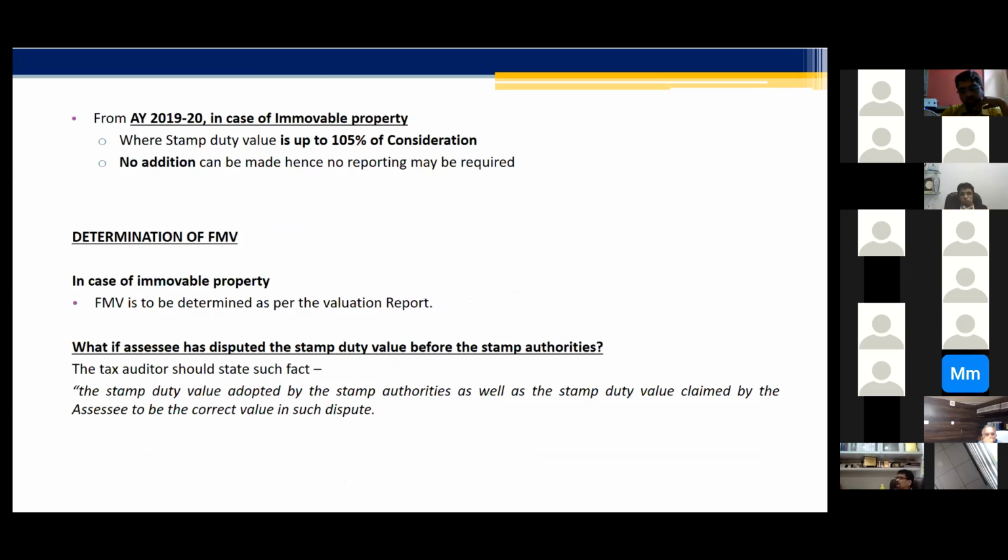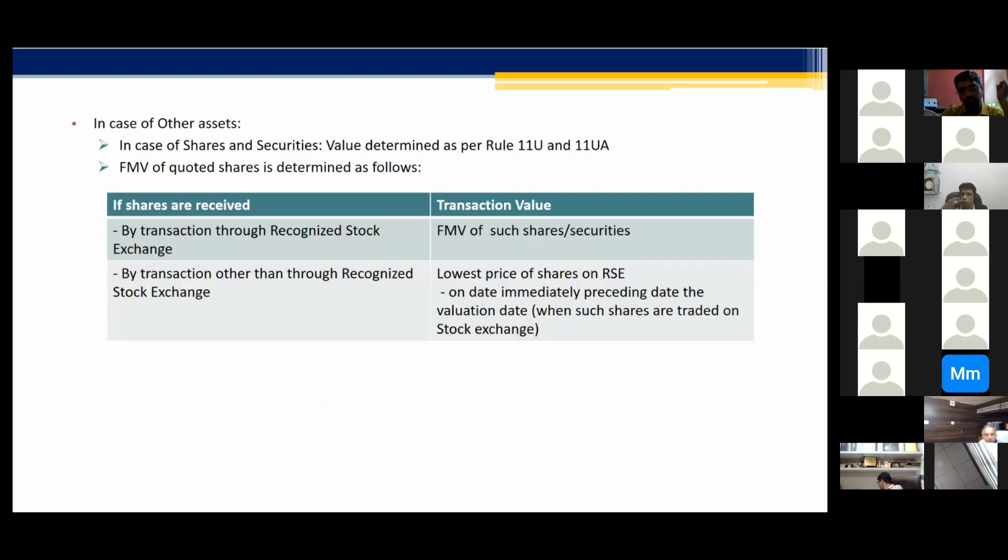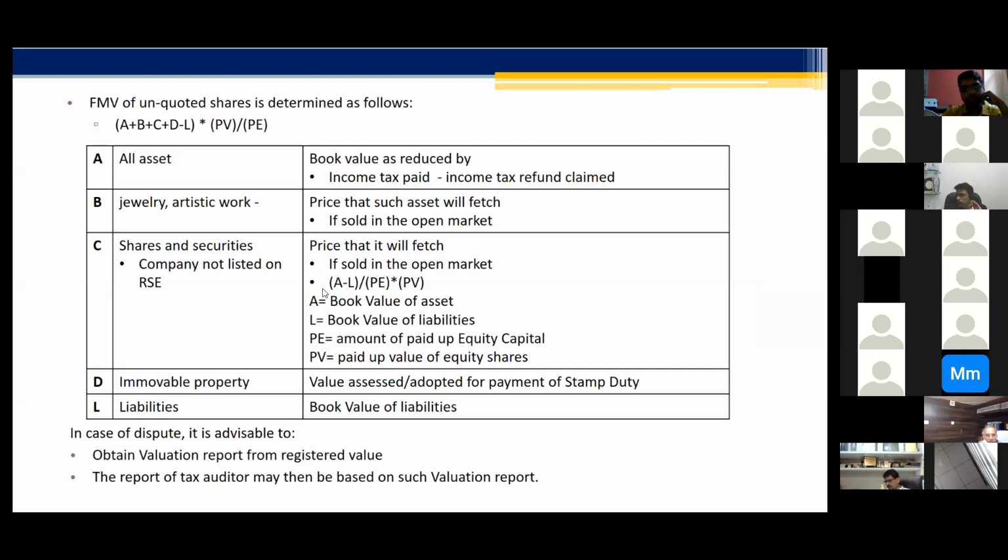Again, fair market value has to be determined as per the valuation report in case of immovable property also, and in case of other assets also. Again, rules 11U and 11UA will apply, wherein the valuation of the shares would have to be carried out on the similar method which we have already considered in 56(2)(viib). This is the calculation which has been prescribed in 11UA, which is relevant for all these particular sections.